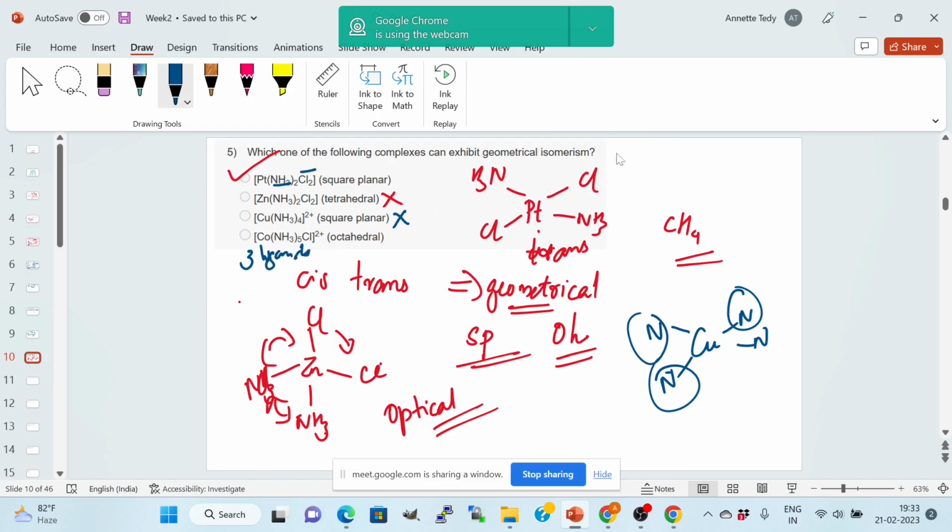See, for example, here it is not possible because I have one chlorine here, NH3, NH3, NH3, then NH3, NH3. So if I keep my chlorine here also, it has equivalent positions because it is always surrounded by NH3. If I keep it here also, it is the same because it is always surrounded by NH3. So here also all are equivalent positions. So there is no geometrical isomerism for this octahedral complex. For an octahedral complex, we need to have at least three types of ligands. Is it clear?